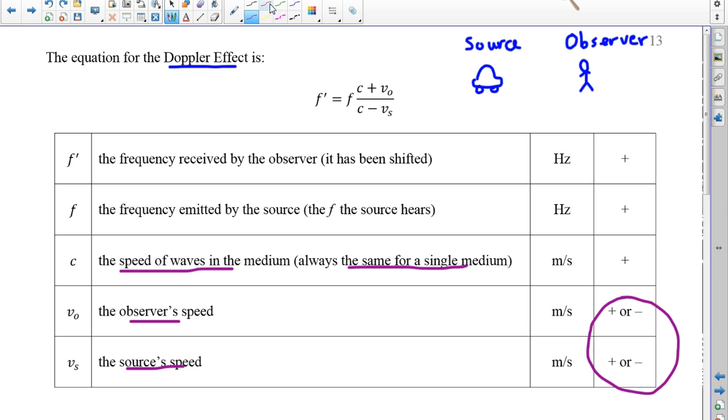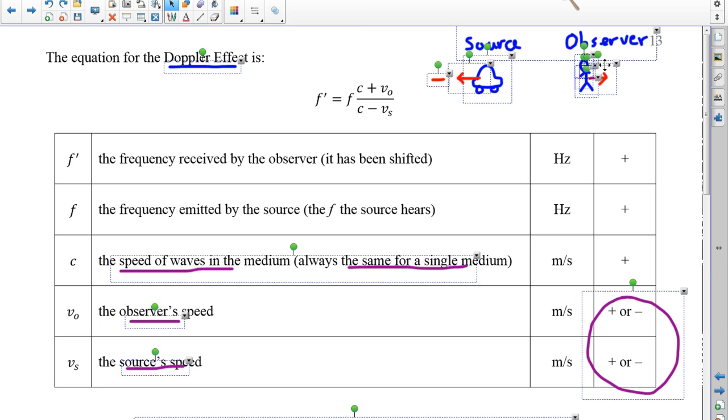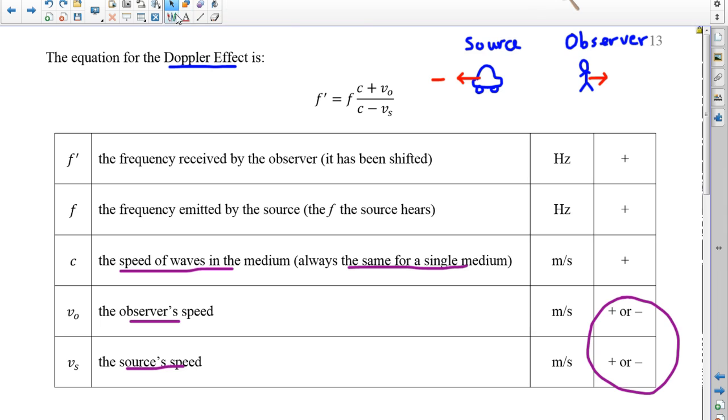Let's say the person is moving to the right and the car is moving to the left. What are the signs of these velocities? The answer is the source has a negative velocity because the source is moving away from the person. This is going away from the person. And the observer would also have a negative velocity because she's moving away from the car. She's receding away from the car.